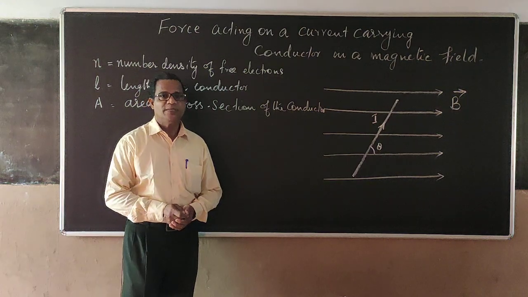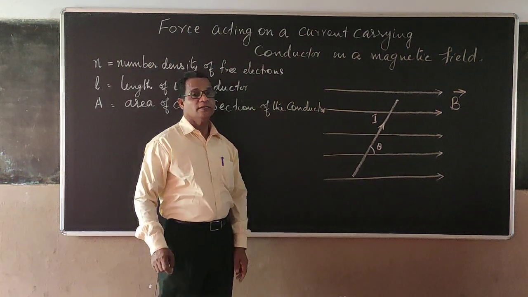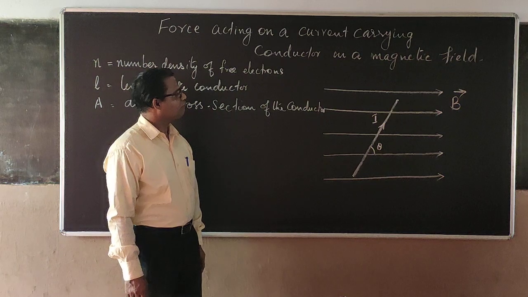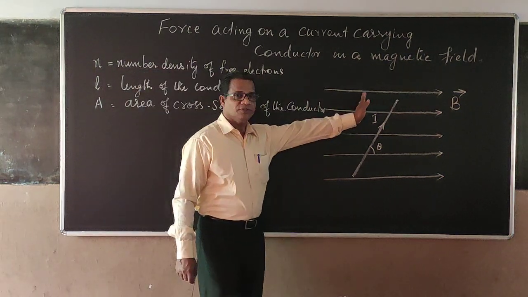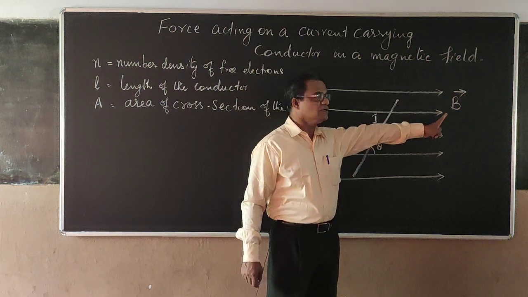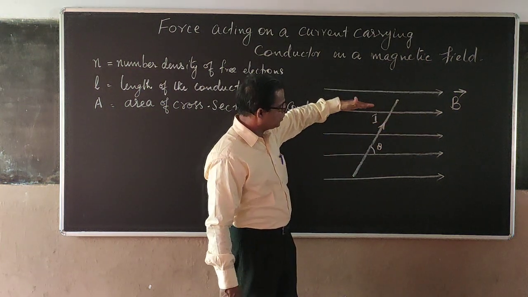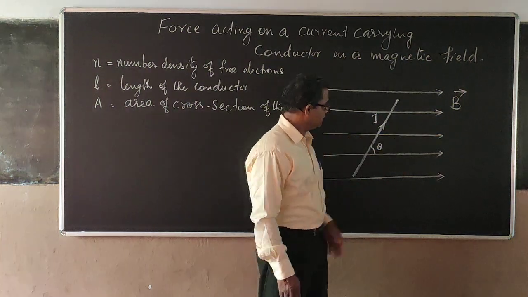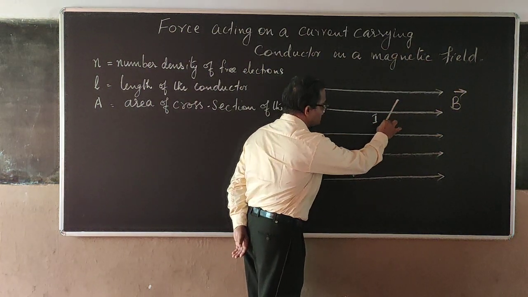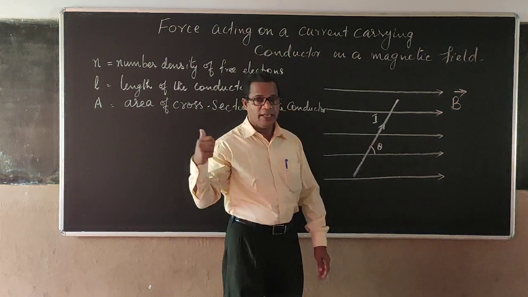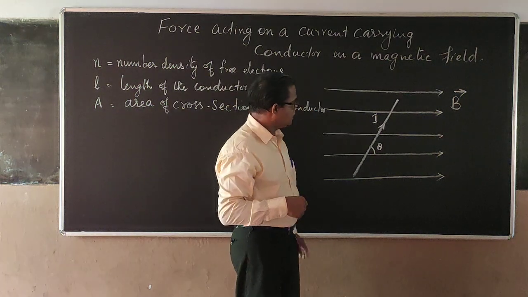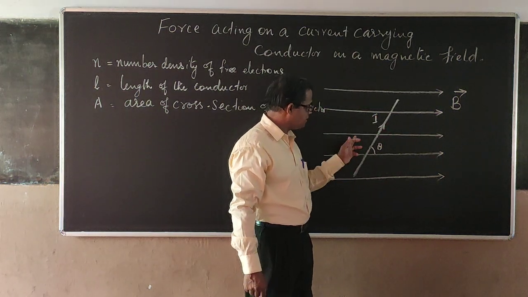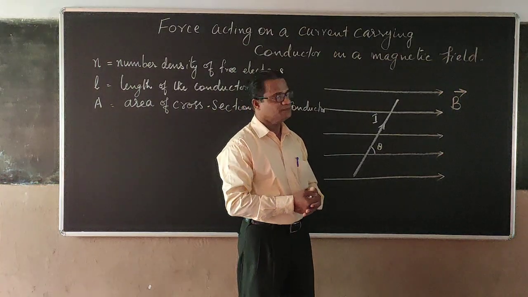In this part, we discuss force acting on a current carrying conductor placed in a uniform magnetic field. So, this is the situation where a uniform magnetic field is shown here by drawing equally spaced parallel lines. And in that uniform magnetic field B, a conductor of length L and area of cross section A carrying steady current I is placed as shown at an angle theta with the direction of the magnetic field.